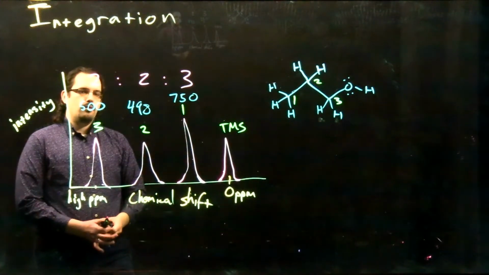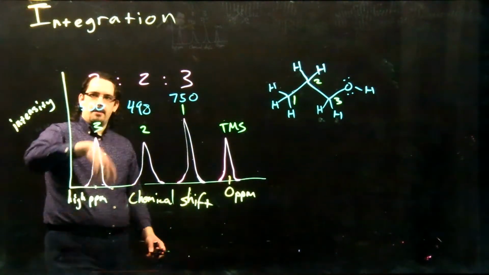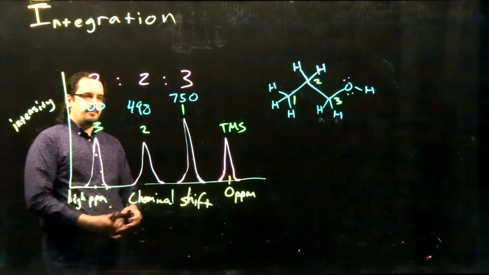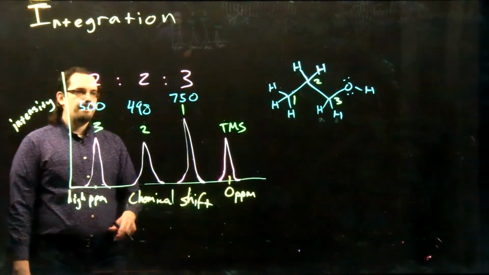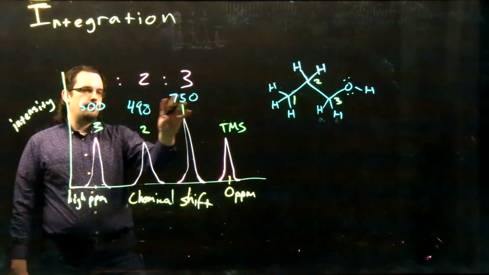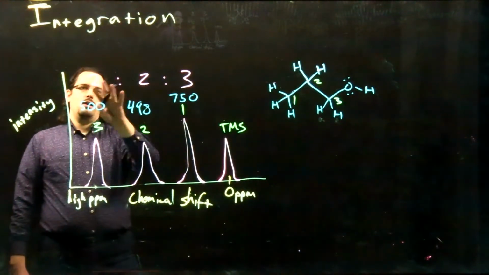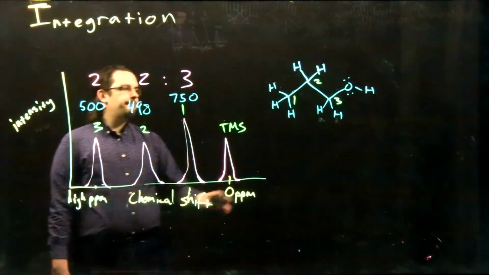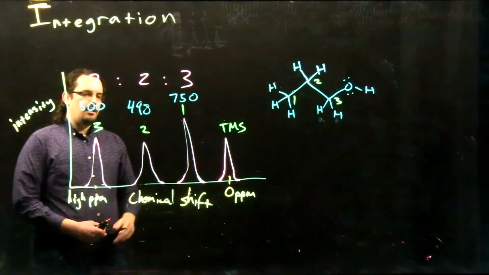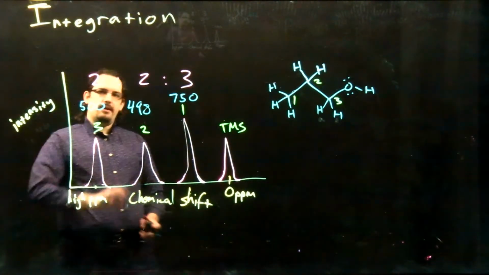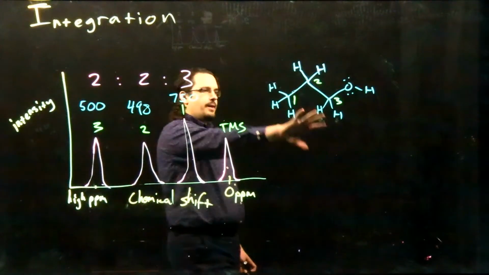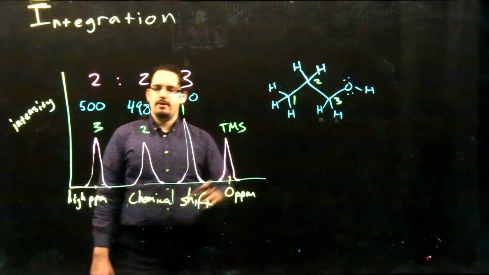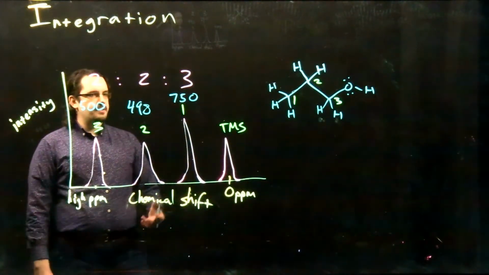Our area is going to be some arbitrary number depending on the concentration of your sample and how long you ran your NMR spectrum in the NMR spectrometer. But the ratio between these areas that you measure should always be based on the numbers of hydrogens in those individual peaks. So the size of our peaks can tell us something about how many hydrogens we have in our molecule and where those hydrogens are. Integration is a very important tool for enabling us to identify the numbers of atoms.